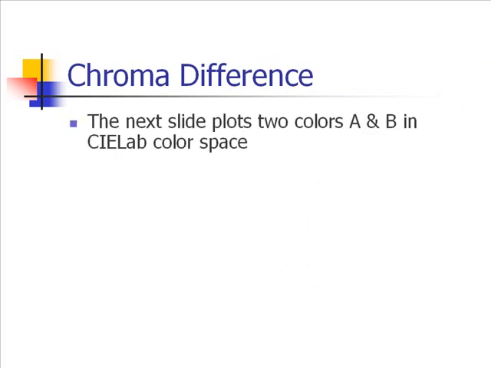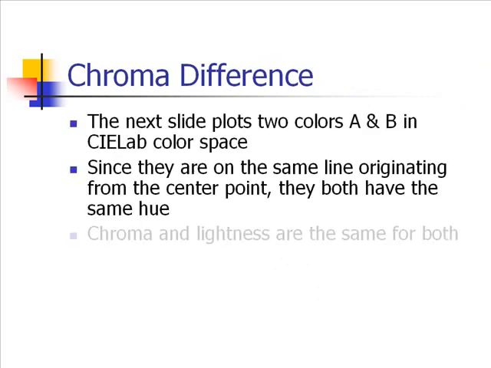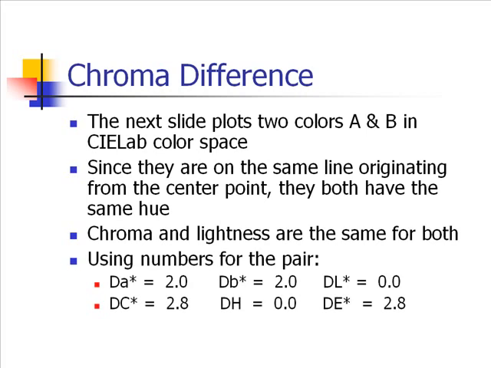The next slide plots two colors, A and B, in CIELAB color space, like we've been doing. Since they are on the same line originating from the center point, they both have the same hue. Well aware of that now, right? Chroma and lightness are the same for both. If we were to write the numbers, our delta A between these two is 2. Our delta B is 2. There's a 0 delta L. Our delta chroma is 2.8. There is no hue difference because they're on the same line coming from the center. And our total difference is 2.8.